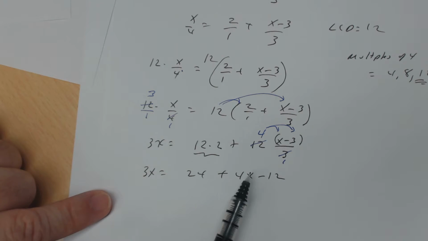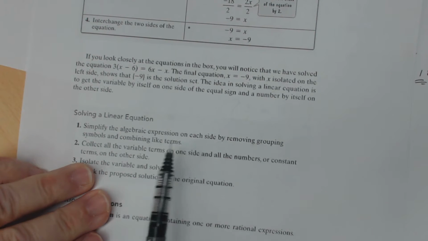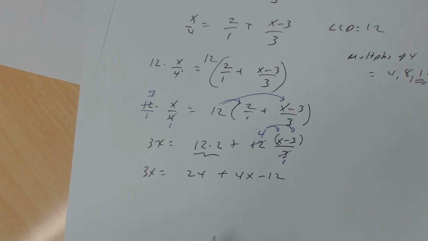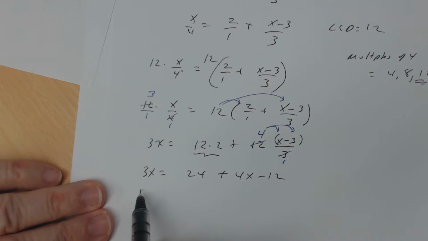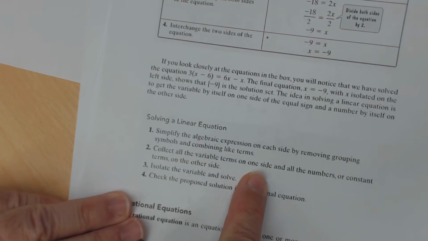All right, so I'm going to combine like terms. And the next part of step one here was to combine like terms. So the left side, I can't combine anything. The right side, I can combine the 24 and the negative 12. So I'm going to get 12. 24 and negative 12 is 12 plus 4x. All right, so the next step is to bring constants to one side. Right here, step two. Bring all the variables to one side, constants to the other.